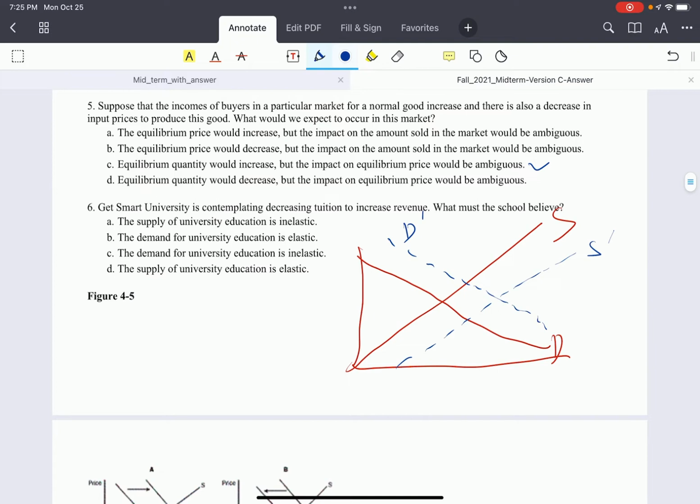Okay, 6. Keep Smart University is contemplating a decrease in tuition to increase revenue. What must the school believe? So this one is about the relationship between revenue and elasticity. And we learned that if the demand is inelastic, then price and revenue move in the same direction. However, if the demand is elastic, then price and revenue would move in the opposite direction, which means if you increase your price, revenue will decrease. If you decrease your price, your revenue will increase. And here you can see that the problem tells you that if tuition decreases, the revenue will increase. So this basically implies the demand for education is elastic.